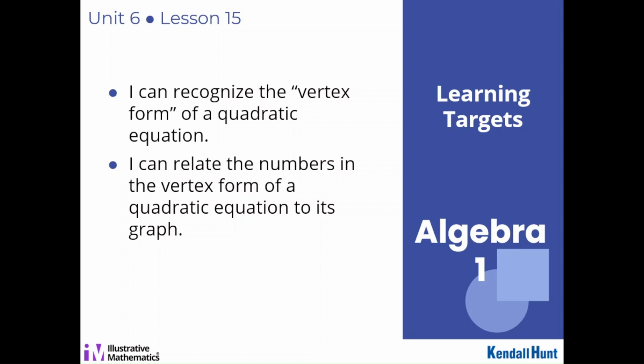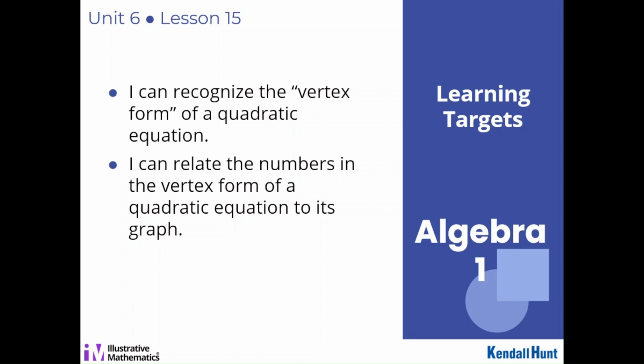Learning target number 1 says that you can recognize the vertex form of a quadratic equation. The vertex form is a times the quantity of x minus h squared plus k. The a tells you if it opens upward or downward. The h is the x-coordinate of your vertex, and the k is the y-coordinate of your vertex.